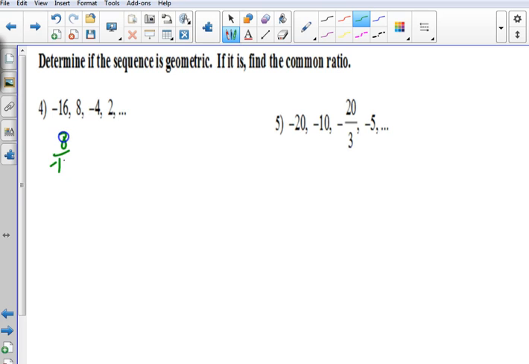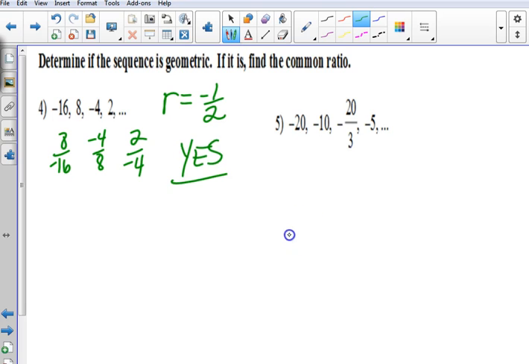8 divided by negative 16, or negative 4 divided by 8, or 2 divided by negative 4. Are those all the same thing? What is that ratio? Okay. So this was a yes, it's geometric because they're multiplying by negative 1/2. I see you awake? Okay.